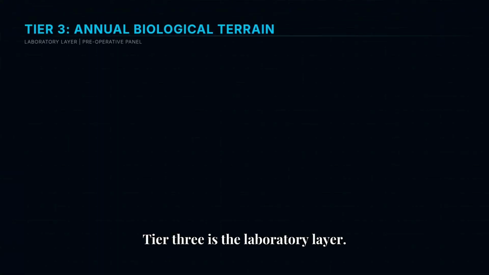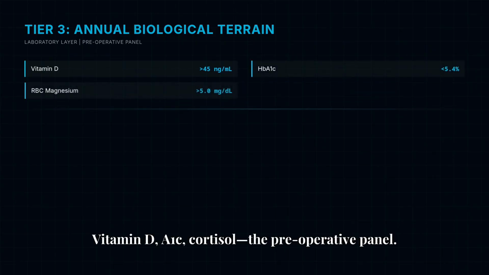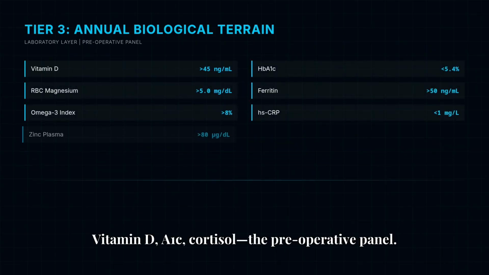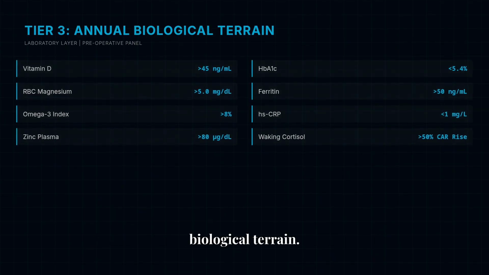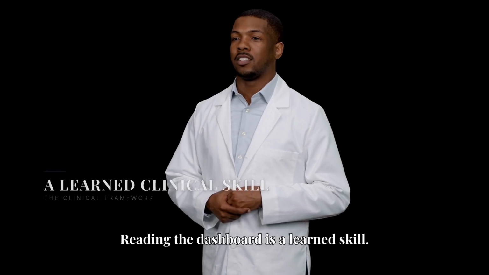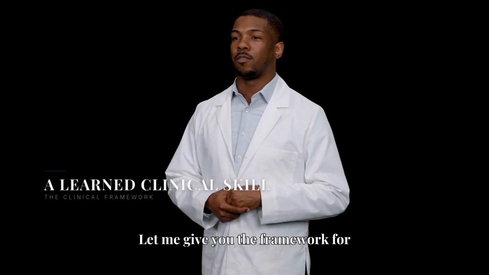Tier 3 is the laboratory layer. Vitamin D, A1C, cortisol, the pre-operative panel. These update annually and reveal the underlying biological terrain. Reading the dashboard is a learned skill. Let me give you the framework for it.